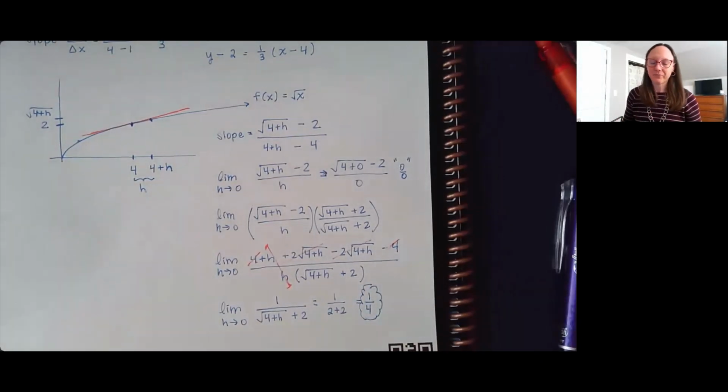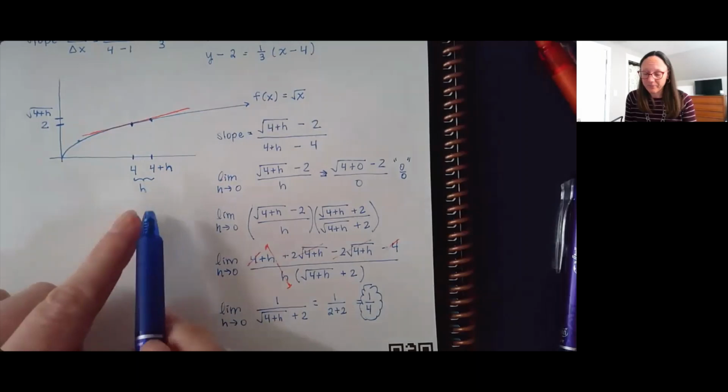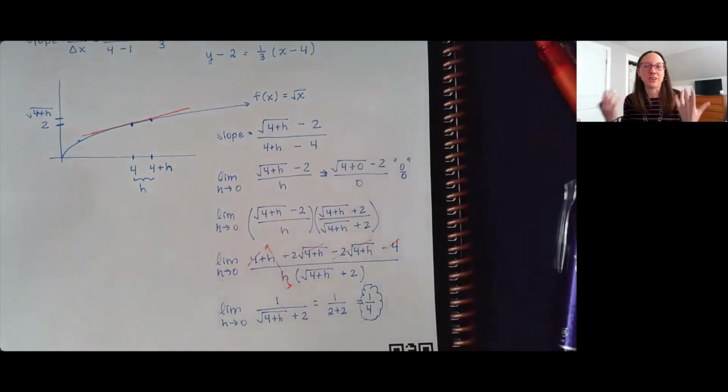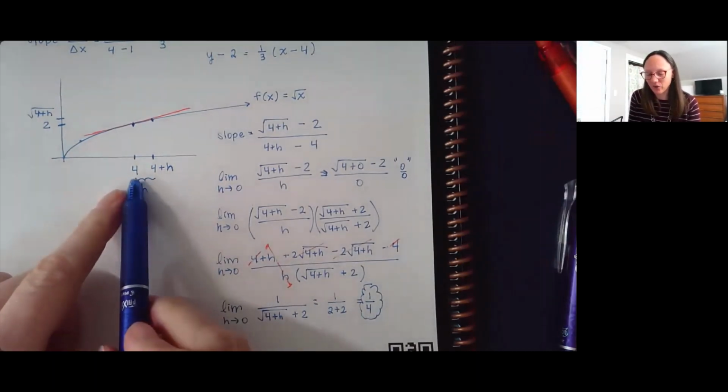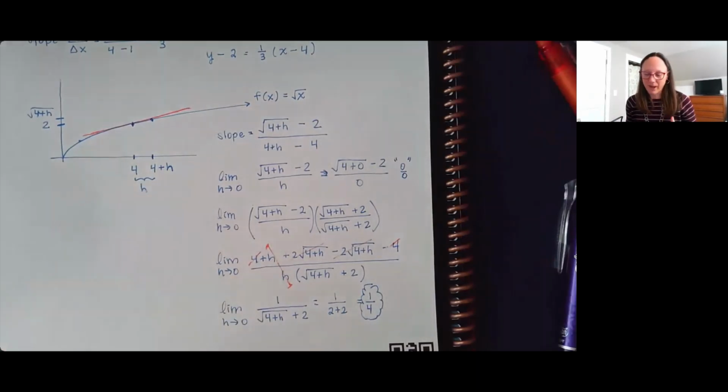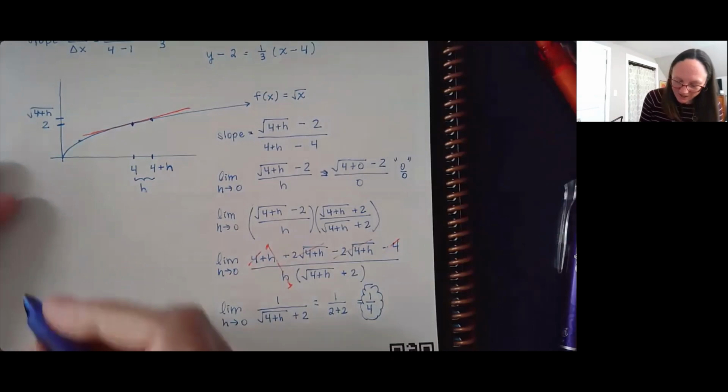This technique is really the definition of finding the slope at a single point. It's our definition for finding the slope of a tangent line. Now we happen to do this at a particular value of x, at the value of 4. But we could write this even more generically.